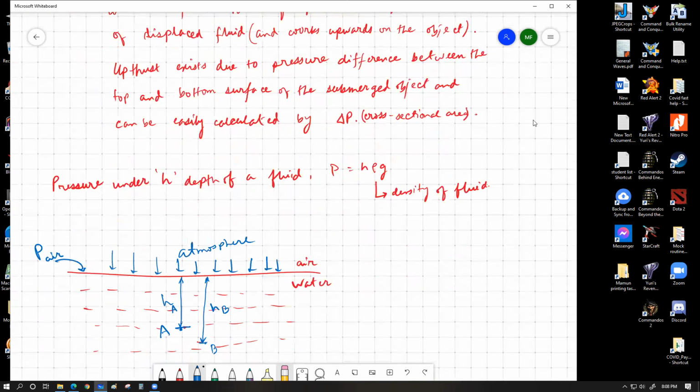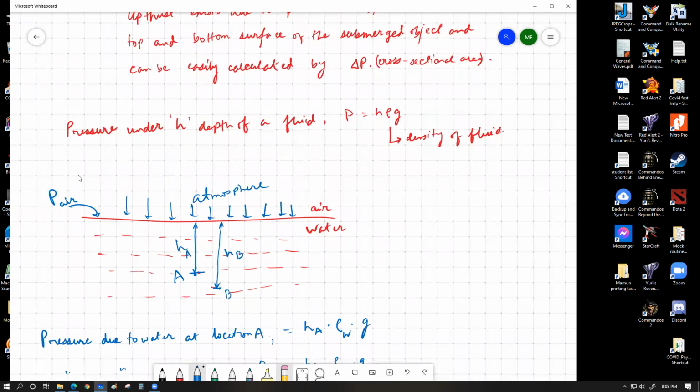So then I went for some mathematical derivation, which we know this formula: pressure under h depth of a fluid is given by P equals h rho g, where rho is the density of the fluid. So simple example, let's say we have a body of water. So we have some air on top. This is the surface where the air and water are separated. Below this level, we have all water.